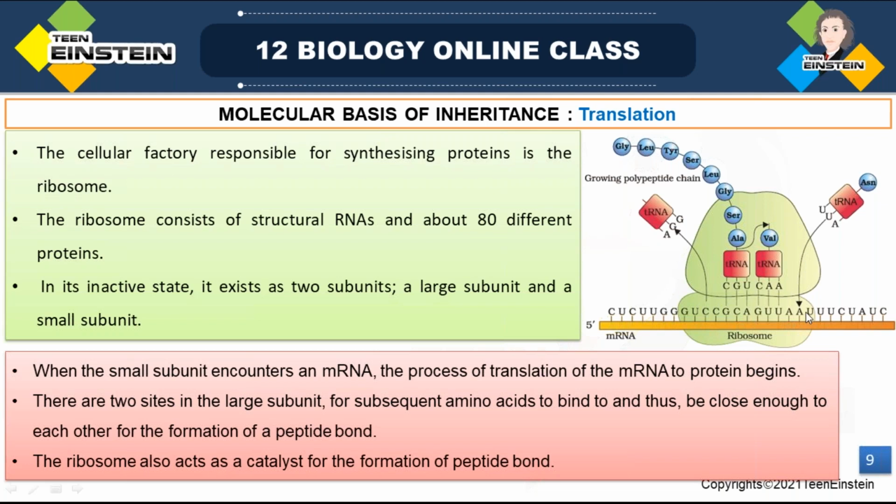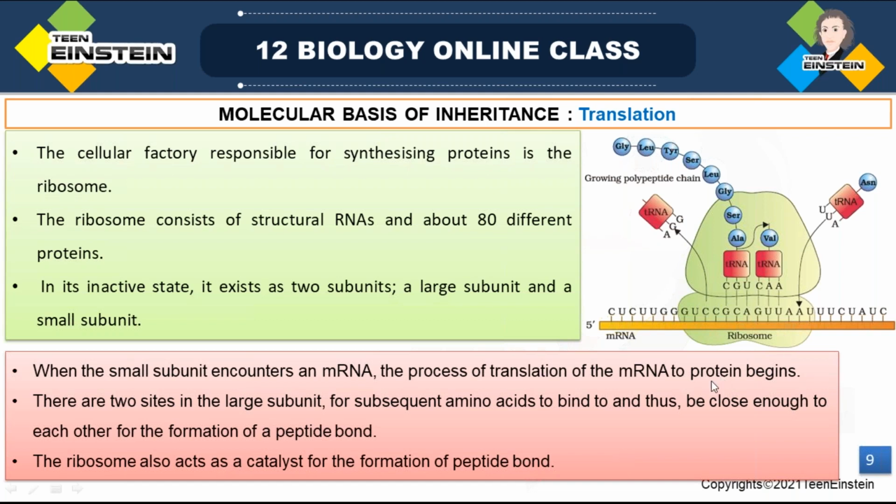Here you can see this green, the whole thing, that is a ribosome. So here the ribosome has two subunits. When it is in an inactive stage, it exists as two subunits. Here you can see the bigger or larger subunit and the smaller subunit. For this ribosome, the upper one is the larger subunit, and the lower one is the smaller subunit.